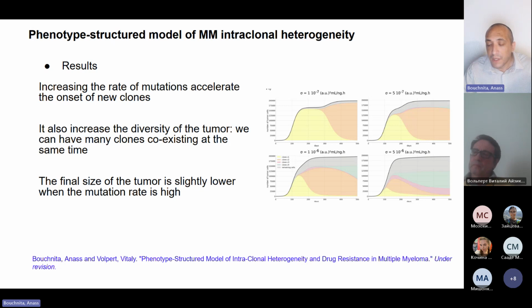pathways and so on. Also, I think this phenotype-structured modeling is a very powerful tool, and there are many interesting use cases probably in some other cancers. Because we know that relapses and all of that are due to the emergence of new clones. So I'm pretty optimistic that it can be applied to different cases.